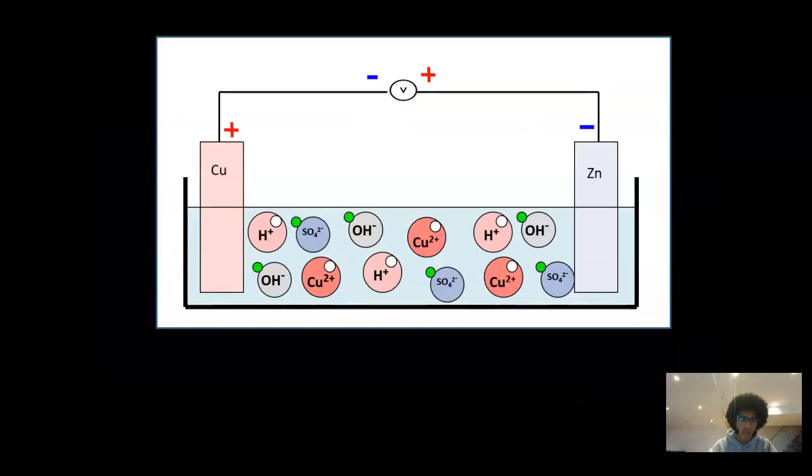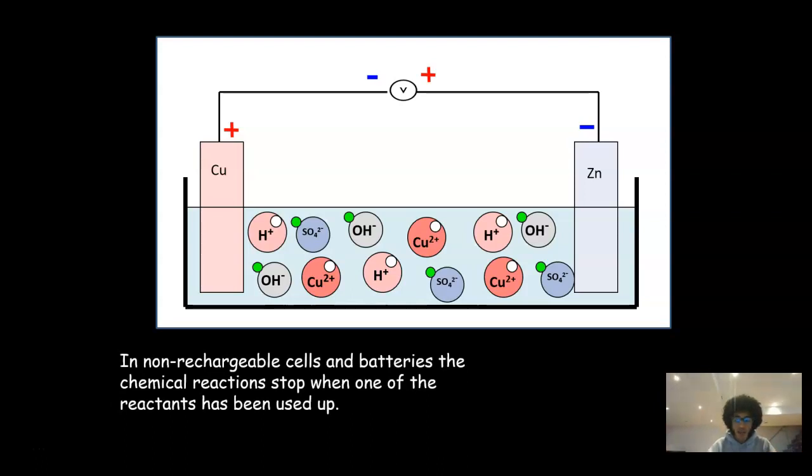Now, in terms of the whole thing, these tend to be the kind of cells that you get in non-rechargeable cells. In non-rechargeable cells and batteries, the chemical reaction basically stops if you run out of something. So if I run out of copper ions, the whole reaction stops.